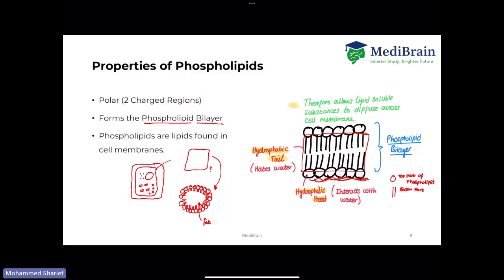And this phospholipid bilayer membrane structure, or whatever you want to call it, just remember phospholipid bilayer, is found in the cell membrane. That's what the cell membrane is made of, and that's what allows the cell membrane to move substances into and out of the cell by simple diffusion.